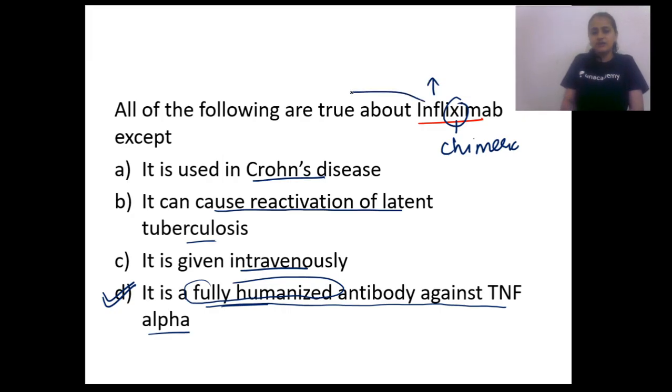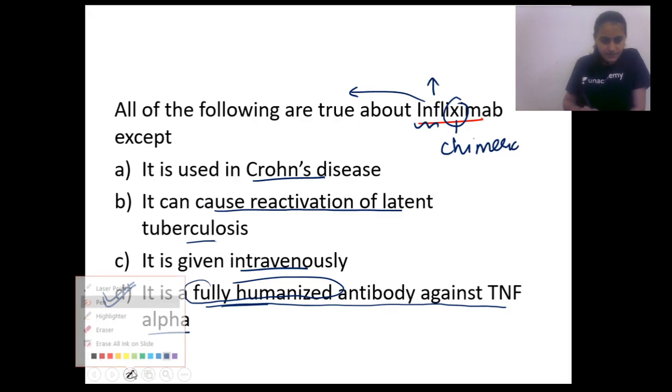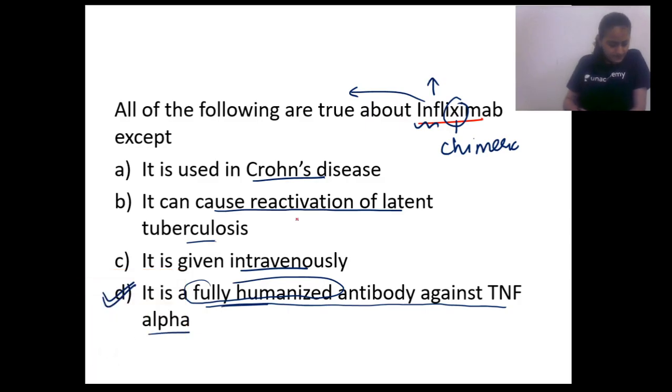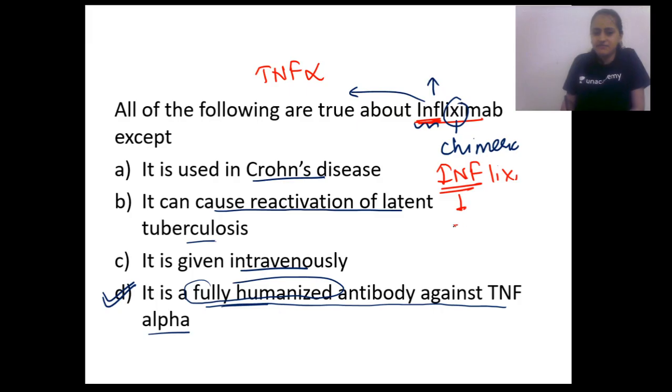Tell me the target for infliximab. It is a monoclonal antibody against what? What is the target for infliximab? Very good. It is TNF alpha. How do you remember this? Very easy. Infliximab is INF, that is TNF. So it is against TNF alpha. TNF alpha has an inflammatory role and is used in Crohn's disease.